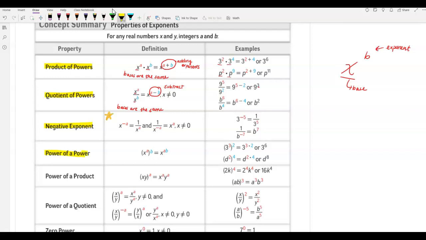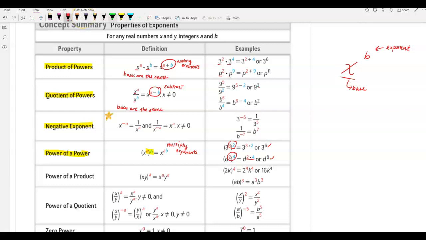Power of a power, that is the easy one. It says if you have a power to a power, here we have a and b, we end up multiplying these exponents. This happens when you have parentheses. So you multiply your exponents. So here we have 3 cubed quantity squared. 3 times 2 is 6. D squared to the 4th, 2 times 4 is 8.